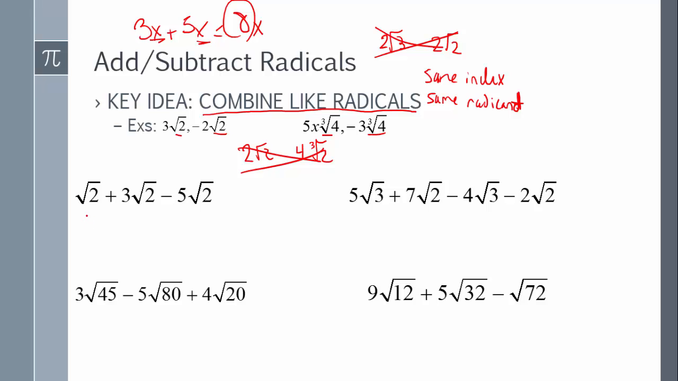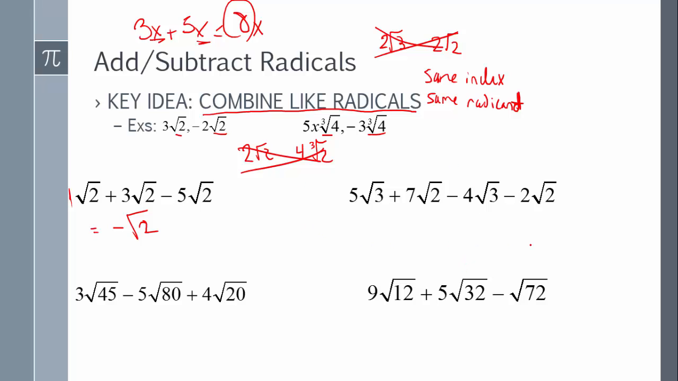So in the first example, root 2 plus 3 root 2 minus 5 root 2. They're all like radicals because they're all something times the square root of 2. So all we're going to do is add the outside numbers together. I have 1 plus 3 minus 5 is negative 1. So this simplifies to be negative root 2.